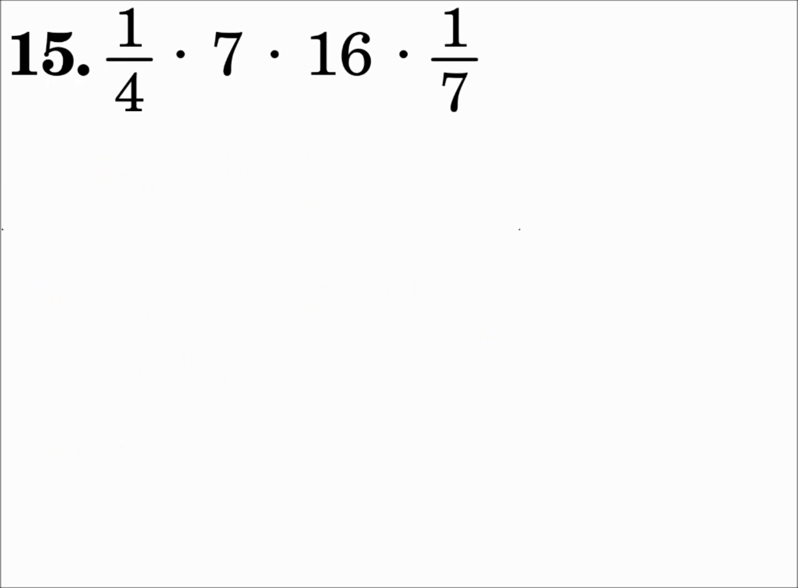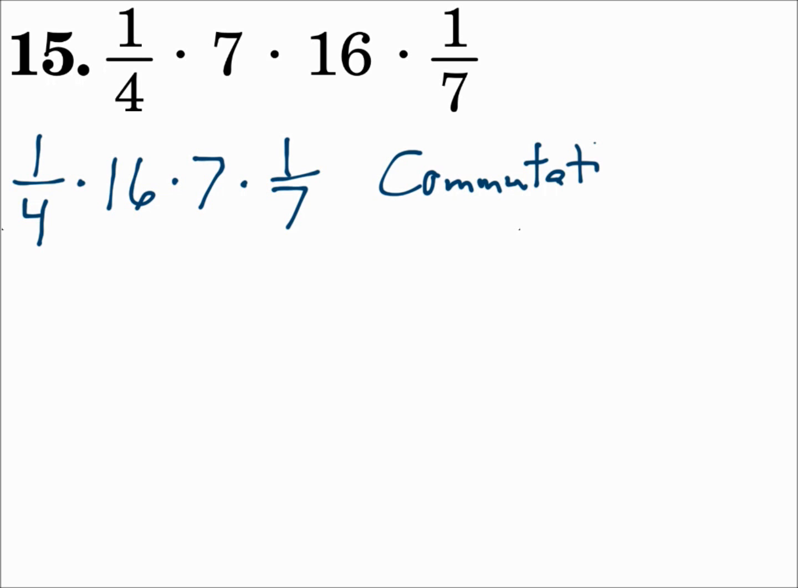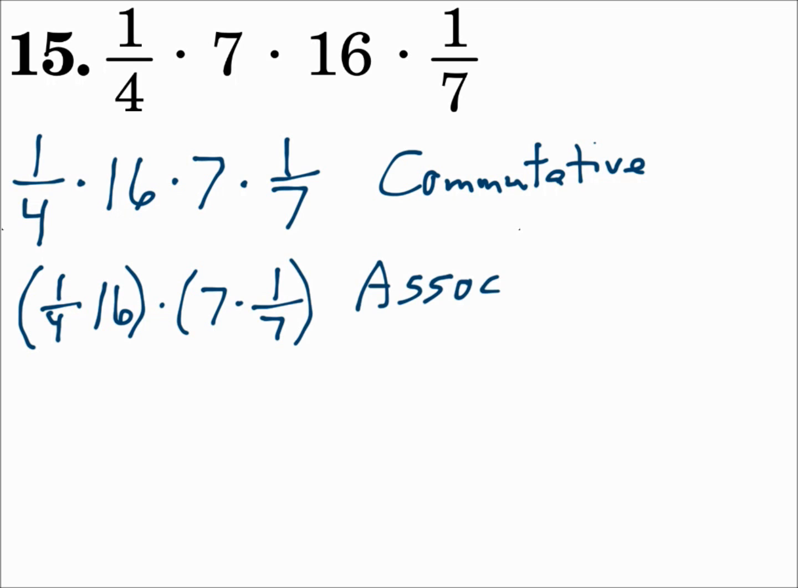With 15, I have fractions. I have 1/4. Is 7 or 16 divisible by 4? 16 is. So let's put 1/4 and 16 together. Then I have 1/7. And 7 is divisible by 7, so let's put those two together. Rearrange them using the commutative property. Put parentheses around them using the associative property.